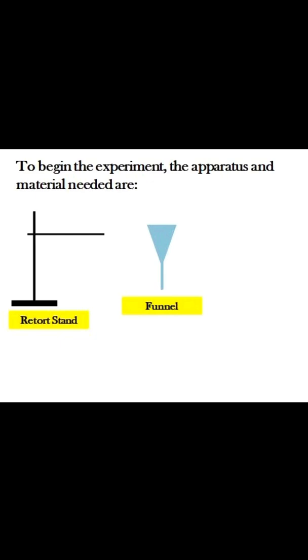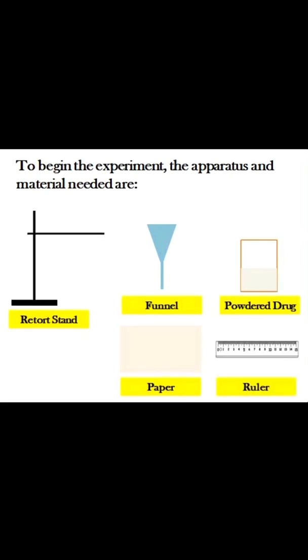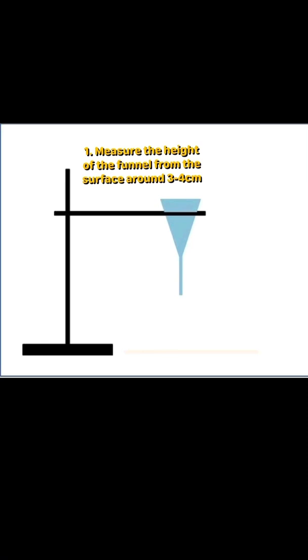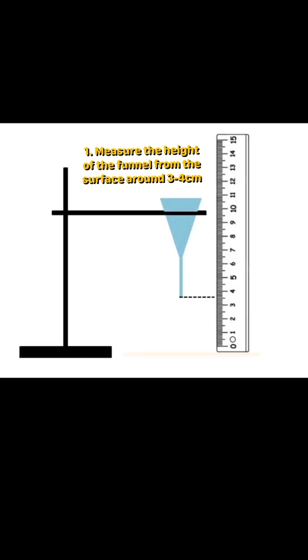To begin the experiment on how to determine angle of repose of powdered drug, the apparatus and materials needed are retort stand, funnel, powdered drug, paper, and last but not least, ruler. The first step is to measure the height of the funnel from the surface, around 3 to 4 cm.